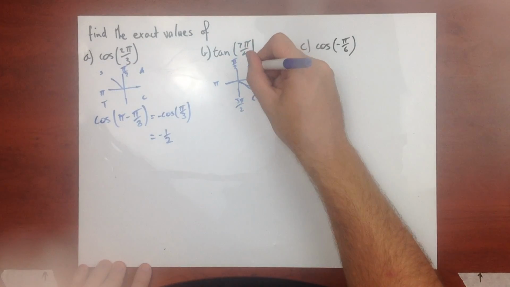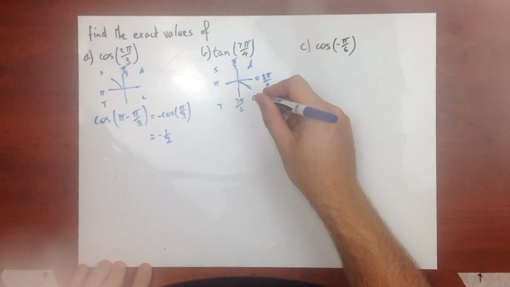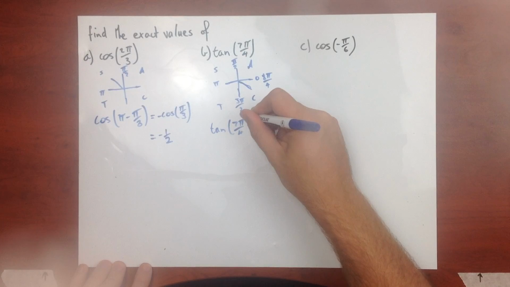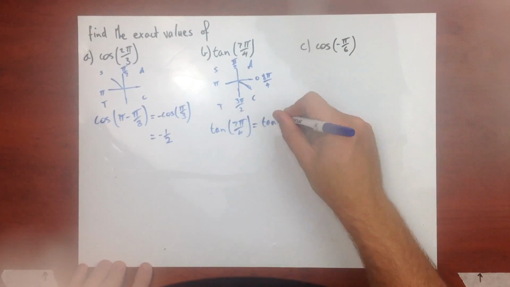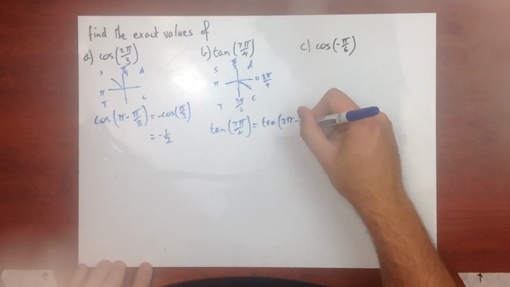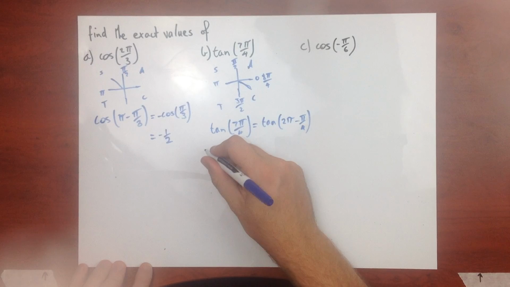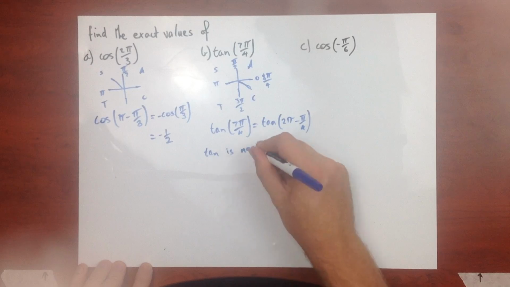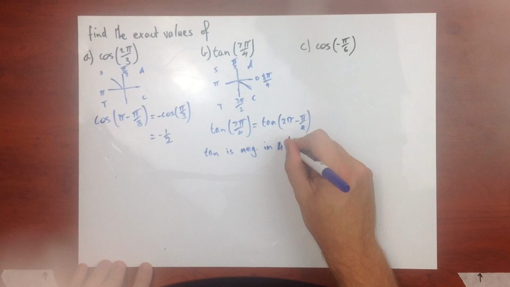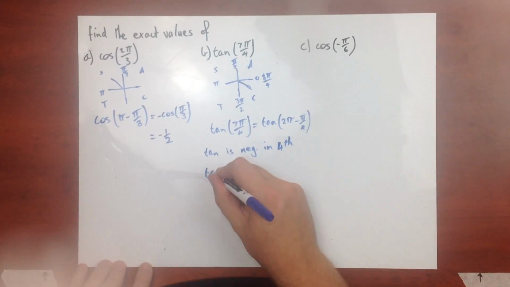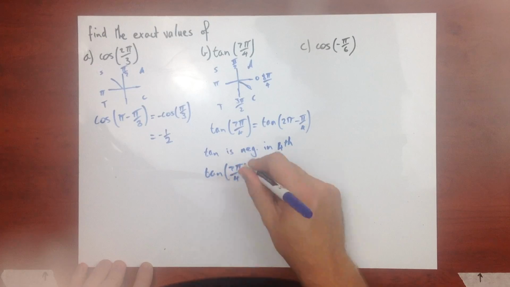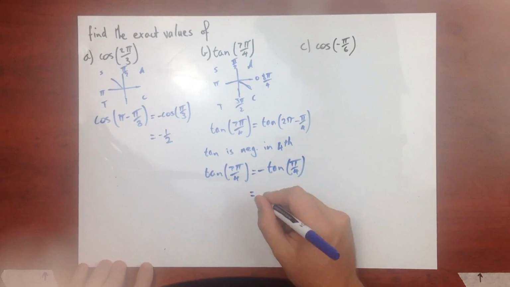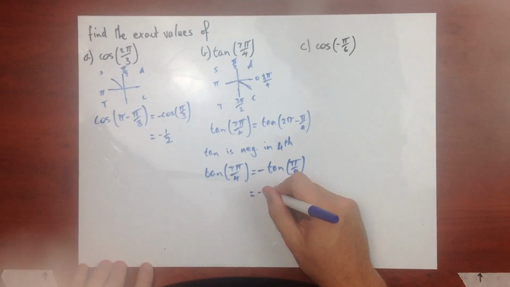Again, remembering with our CAST, tan is going to be negative in the fourth quadrant. So really we can say tan of 7 pi on 4 is really tan of 2 pi minus pi on 4, because we're in the fourth quadrant, that's how we find our angle. Tan is negative in the fourth. So we're going to get tan of 7 pi on 4 equaling negative tan of pi on 4, and tan of pi on 4 is 1, so we're going to be -1 as our answer.